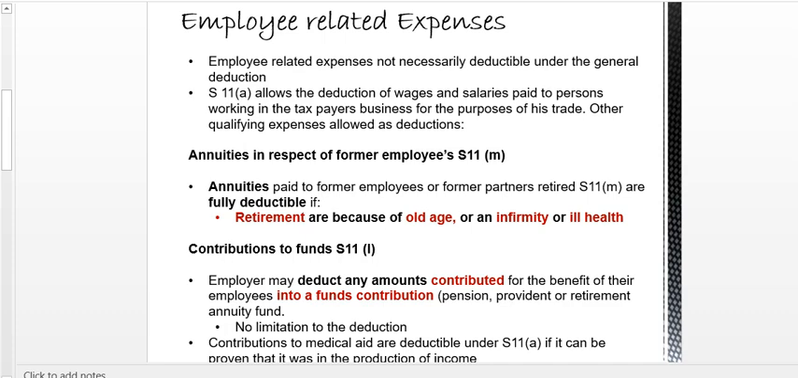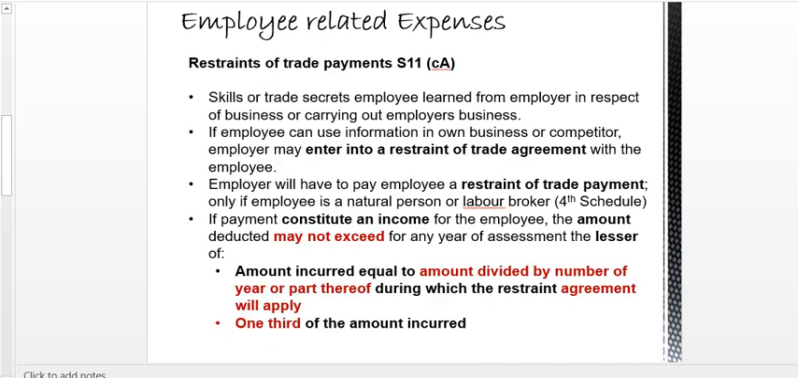So contributions made to medical aid are deducted in terms of Section 11A if it can be proven that it was in the production of income. So if your employee works for you and you pay for his medical aid, then you may deduct that if the work he does is for carrying on your trade.